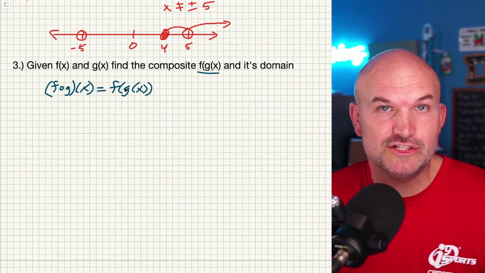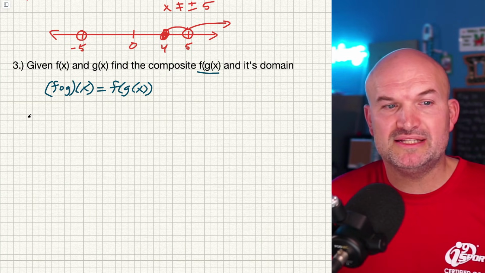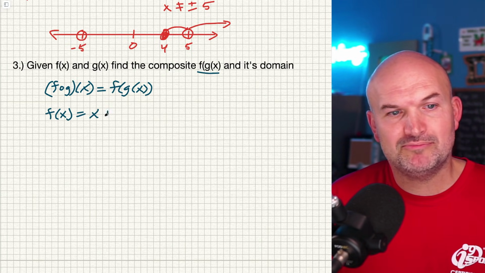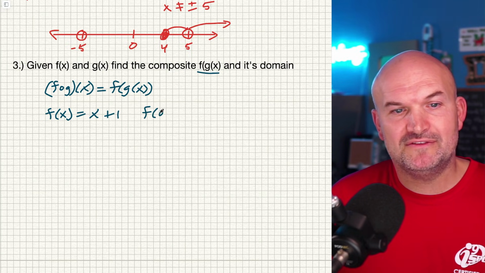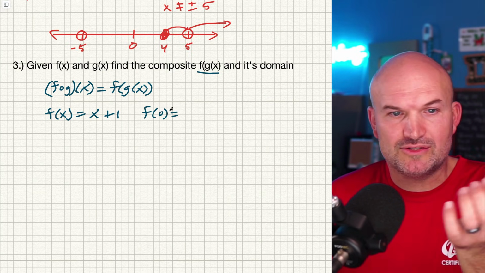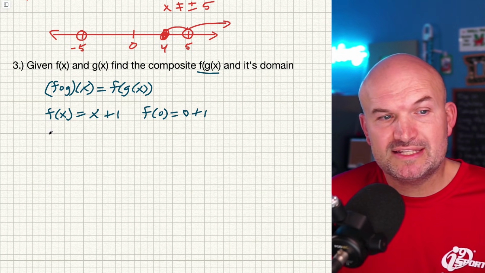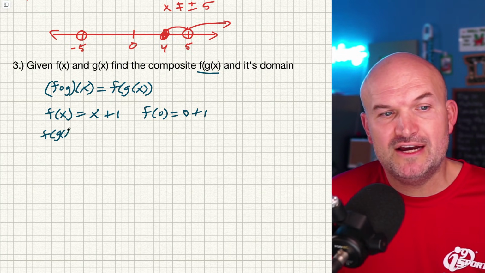Now, again, if this notation gets you confused, go back to something simple. If I had f of x equals, I don't know, x plus 1, and I say, what is f of 0? You replace the x with the 0. So this is going to be 0 plus 1. So all we're doing in this case is we're saying, what is f of g of x?